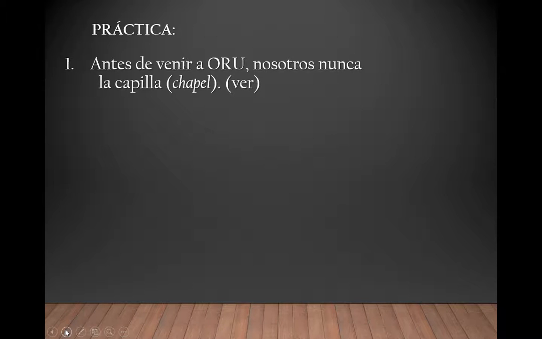So we're wanting to say we never had seen la capilla. La capilla is chapel. So we never had seen the chapel, meaning the building. Well, how would we say had for nosotros? That would be habíamos, H-A-B-I accent mark A-M-O-S. And the word seen from ver would be visto. So you would say, nunca habíamos visto la capilla.